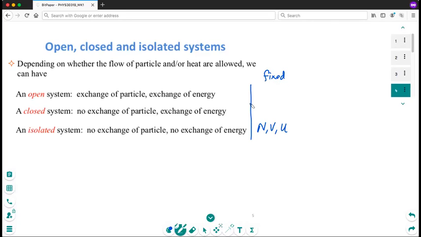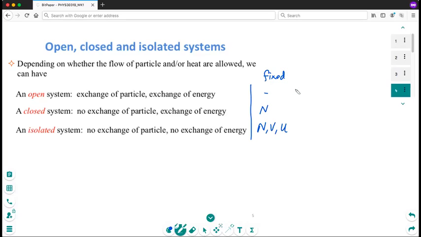Then if you have a closed system, what happens? You do not allow the exchange of particles, so N is fixed, but the others can change because you can exchange energy. I didn't say how to exchange energy, but you can allow the exchange of energy by doing work, and in that case the internal energy can be varied as well. And then for an open system, basically, you don't have anything fixed here.